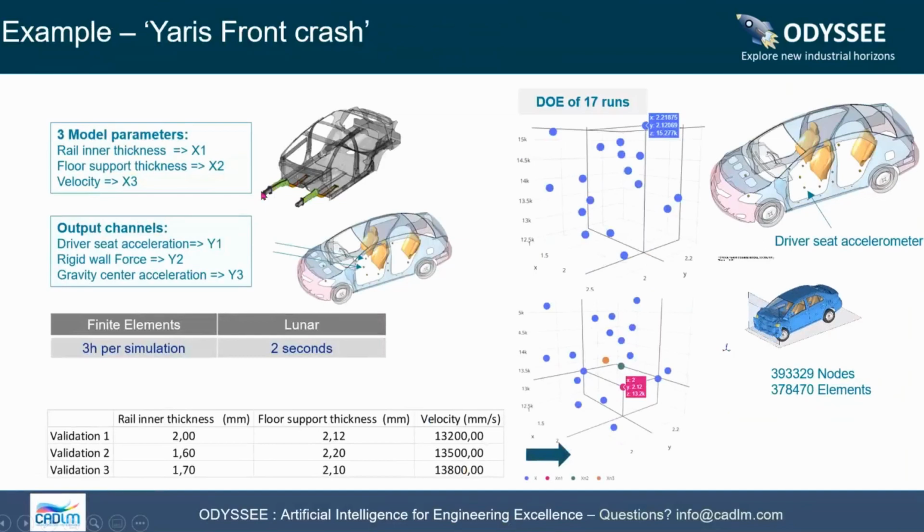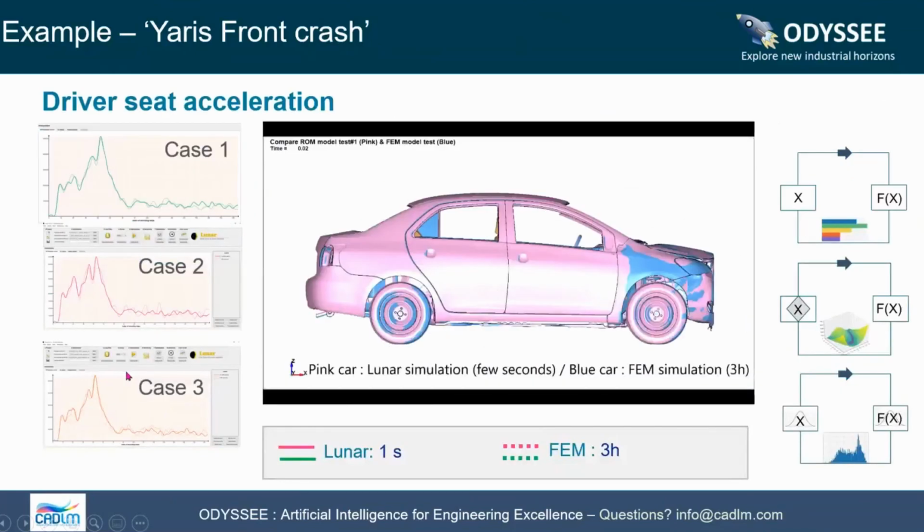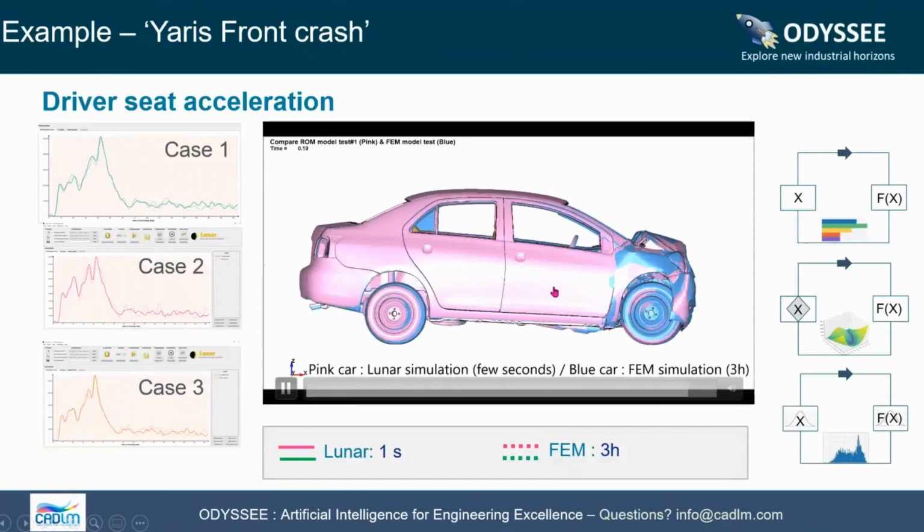Here we are optimizing the front rail thicknesses subject to different velocities of impact. We do 17 runs, and from those 17 runs, here you can see I have selected 3 validation cases, these 3 points, which were not actually inside the DOE parameter setting. And here you can see how well the prediction is, case 1, case 2, case 3. And we can get the simulation, animation, stress, strain, everything you want in 1 second instead of 3 hours.